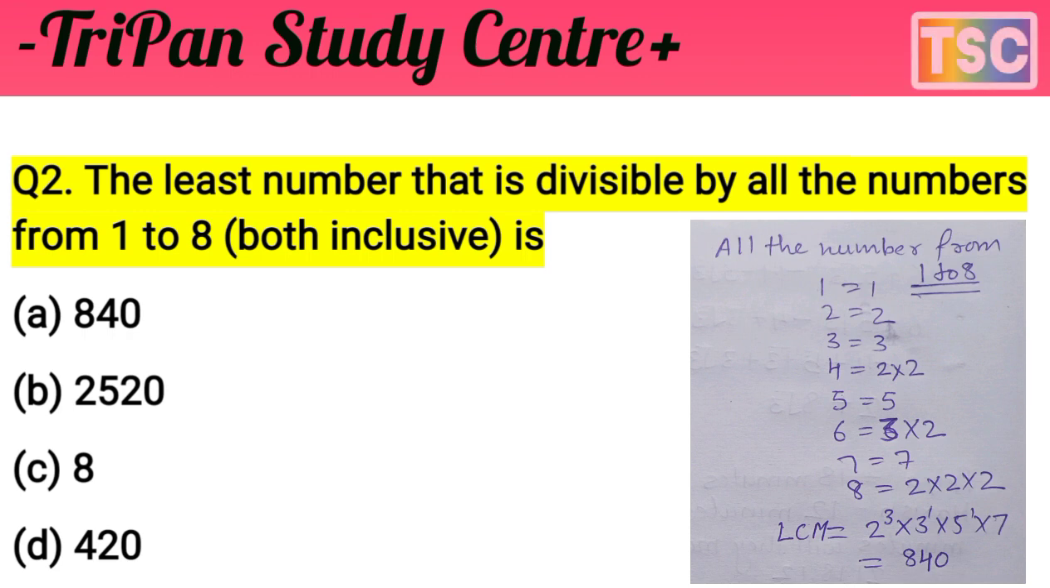1 is equal to 1, 2 is equal to 2, 3 is equal to 3, 4 is equal to 2 into 2, 5 is equal to 5, and 6 is equal to 2 into 3. And 7 is equal to 7 only, and 8 is equal to 2 into 2 into 2. So the LCM is 2 power 3, 3 power 1, 5 power 1, and 7 power 1. Calculate: 2 into 2 into 2 into 3 into 5 into 7 comes to 840. That's important.